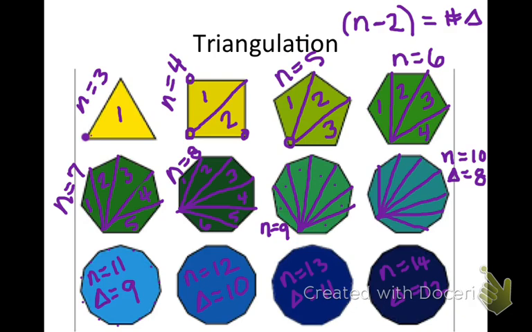Now, why is that important? Because we are going to use what we know to be true with the total degrees inside of a triangle to then calculate the total sum of all the angles in these polygons.